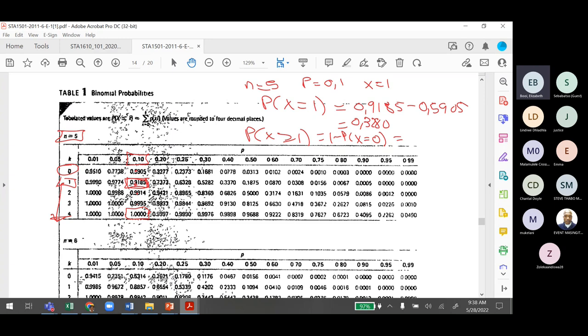1 minus 0.5905. In this instance, the probability will be 0.9409. I'm doing something wrong here. 1 minus 0.5905 is 0.495. I don't know where I got the 9 from.